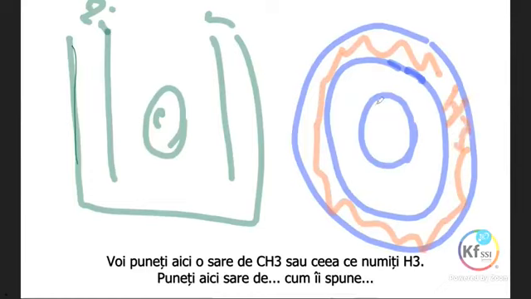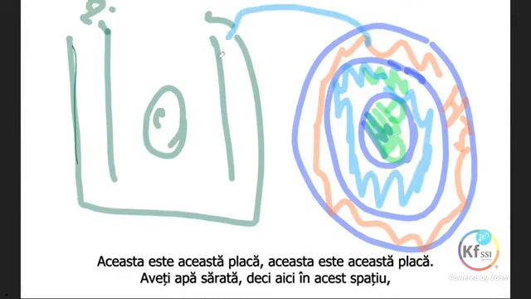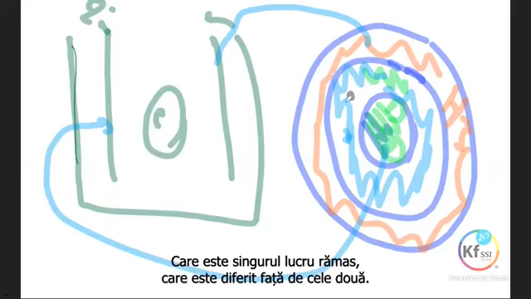You have put here the salt of what you call deuterium. So when you place water here, salt water in this area, what's the difference? This is this plate, this is this plate. You had the salt water. So here in this space, you create the condition of plasmatic magnetic field of neutron, which is the only thing left, which is different between the two.